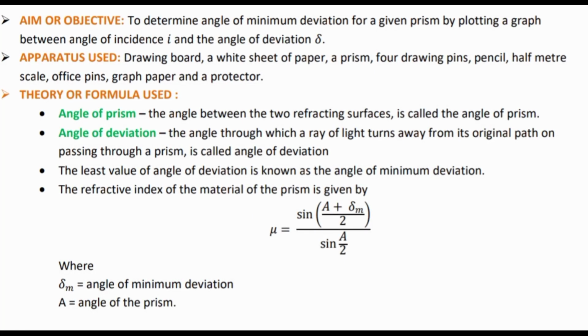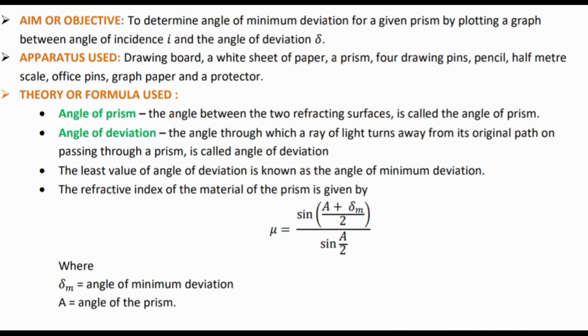Here, the aim of the experiment is to study the variation of angle of deviation D with angle of incidence, and to find the angle of minimum deviation from the i-D curve. That means in this case we will increase the angle of incidence step by step and we have to find the corresponding angle of deviation. And by using this we will draw an i-D curve and then we can find the angle of minimum deviation. That is the first aim.